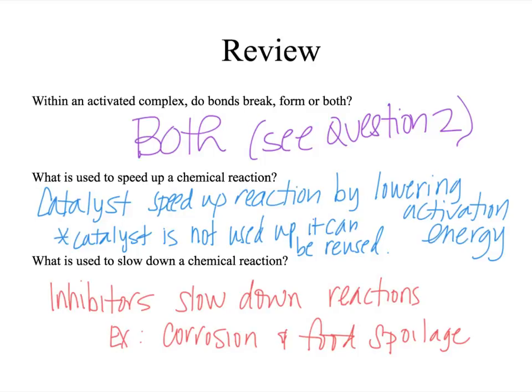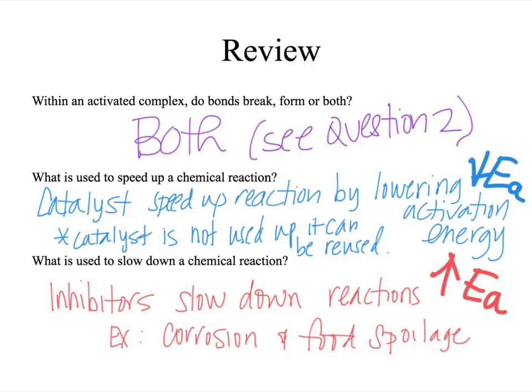And then the last question on this slide, what is used to slow down a chemical reaction, which is like the opposite of a catalyst? And that is inhibitors. They slow down the reaction by increasing the activation energy. Remember, EA stands for activation energy, whereas the catalyst lowered the EA. So that's the difference between the two.